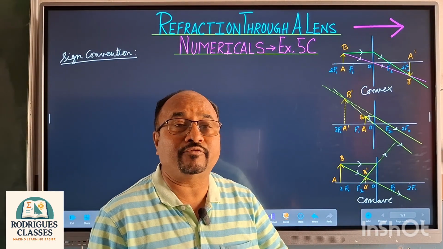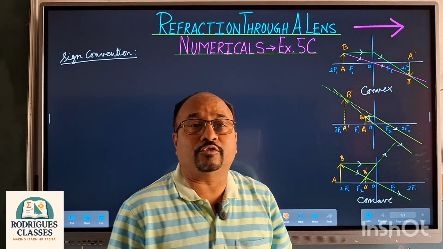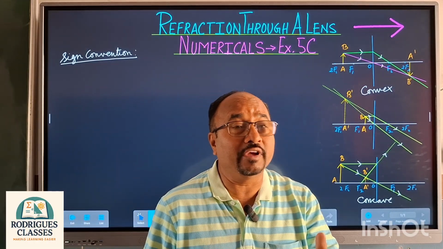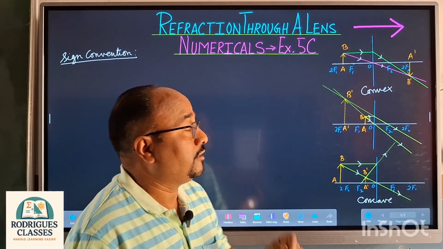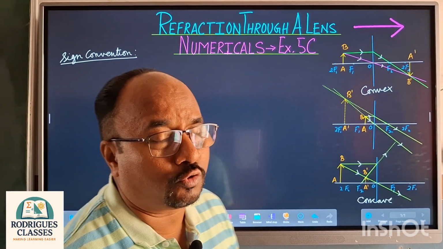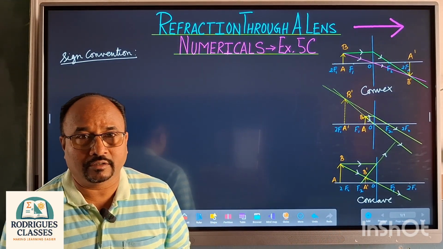And we will be taking F2 because from F2 we are taking the rays which are parallel and going through F2, not through F1. Okay. So the first rule says all measurements are from the optical center to the thing which is to be measured.